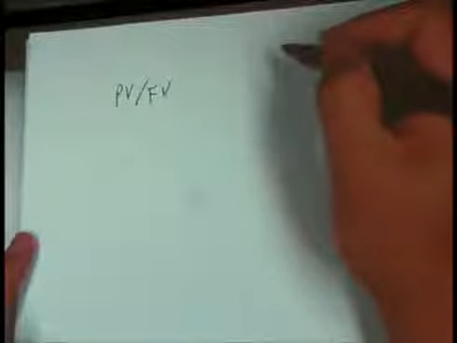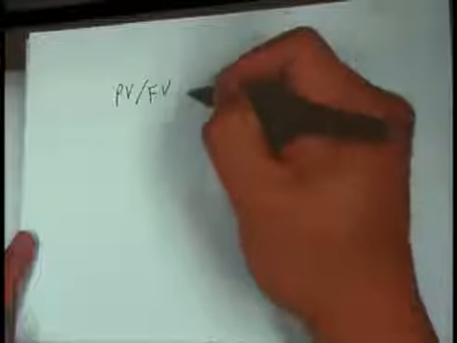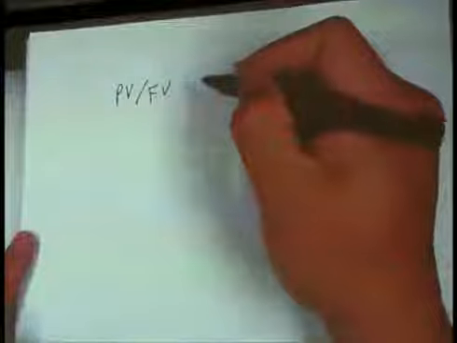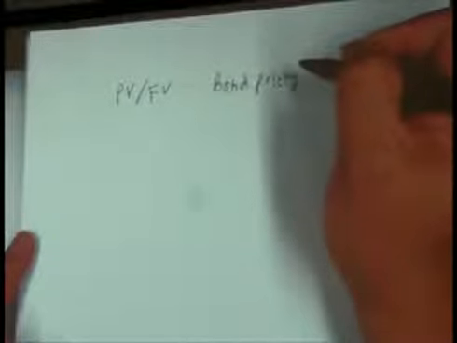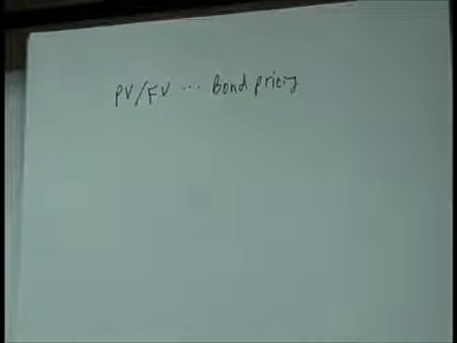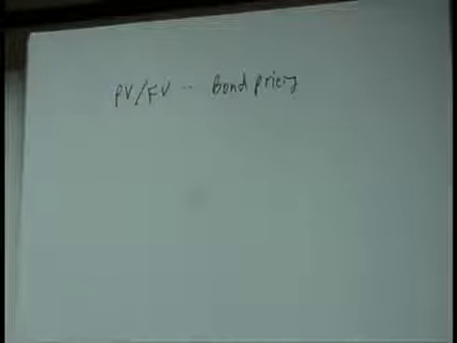Time value of money. What we learned so far was time value of money, present value, future value. But that's not the final destination. Why we learned this is because the pricing of bonds is closely tied to this. Right? How did I define bond pricing the other day? Bond pricing is determined by discounting the future cash flows of the bonds.